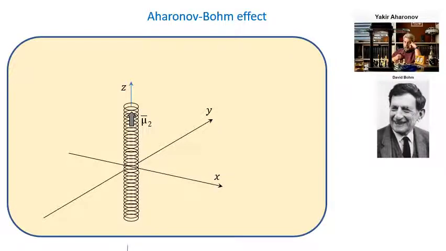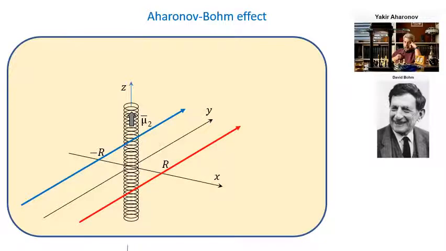In 1959, Aharonov and Bohm predicted a very interesting electromagnetic effect that now bears their names. Suppose that we erected a thin but infinitely long solenoid along the z-axis. A steady current flows through the coils, so the solenoid has a constant linear magnetization density μ2.